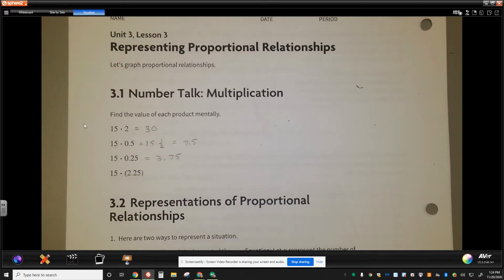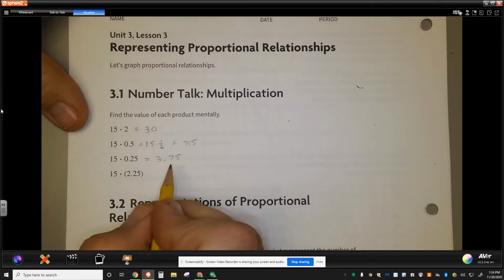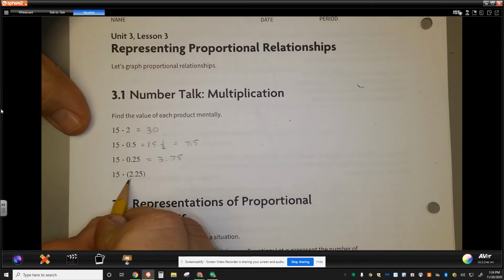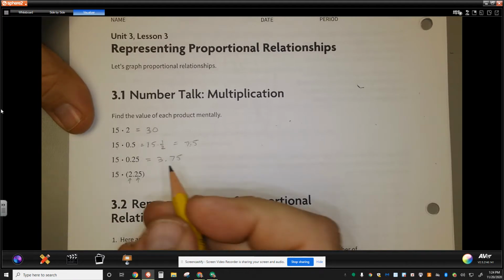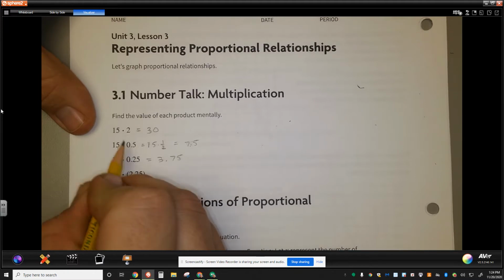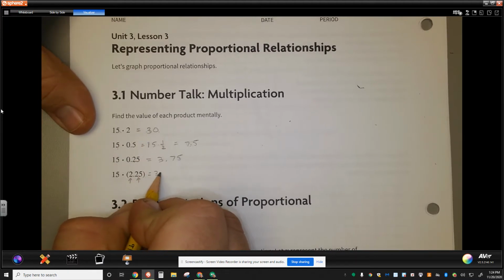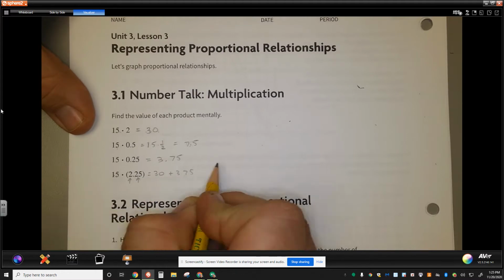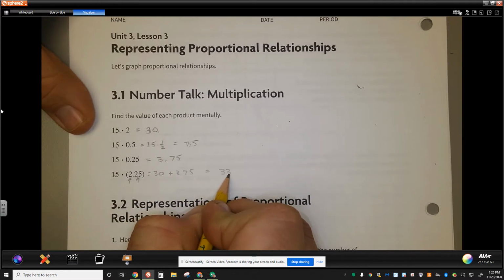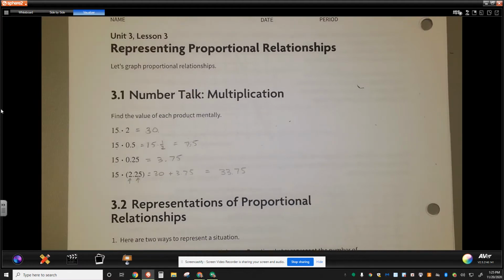Now if we go on to the last one, talking about multiplying by 2 and 25 hundredths, we can think about these numbers separately. We've already multiplied by 2, and we've already multiplied by 1/4, or 25 hundredths. If we take those two values, 15 times 2 is 30, and then 15 times 1/4 is 3 and 75 hundredths, what we get is a total of 33 and 75 hundredths from 15 times 2 and 25 hundredths. That should get us going, get us thinking just a little bit to get into our work.